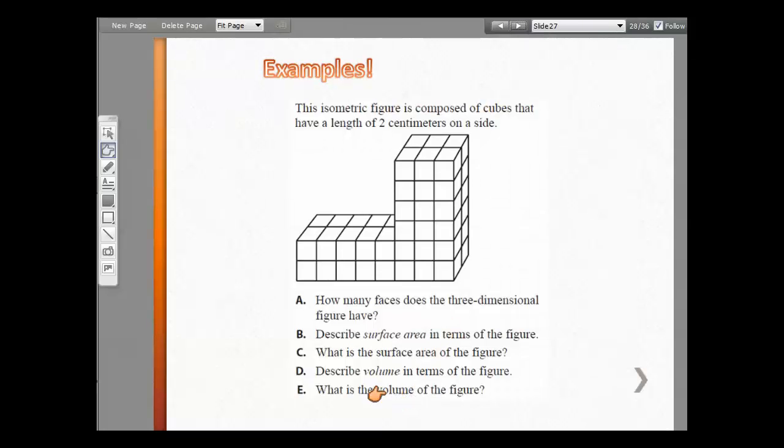So let's go through some examples right quick. It says this isometric figure is composed of cubes that have a length of 2 centimeters on a side. How many faces does this three-dimensional figure have? Well, you're going to have to go through and count your faces. This right here represents one face.